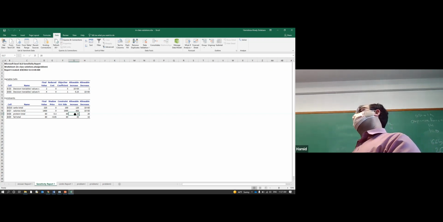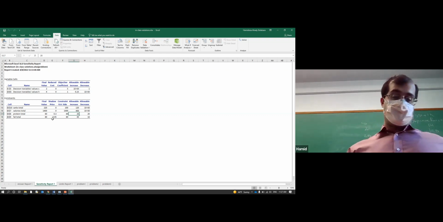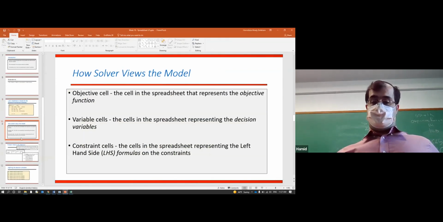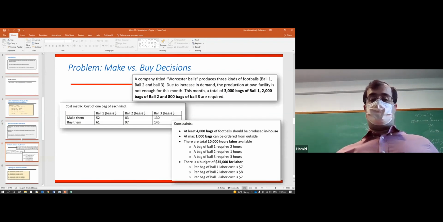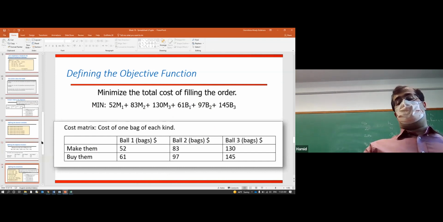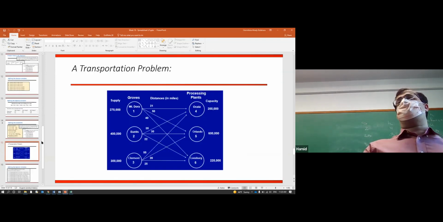Questions so far? Okay, I think we don't have time to go through the next problem, but please read it. It is about a manufacturing problem, a make versus buy decision. You want to decide whether to make an item or just outsource and buy it from other sources. And the last one is the transportation problem, which your homework comes from.